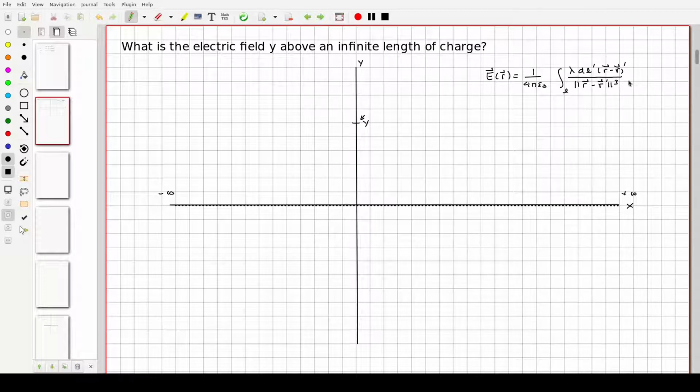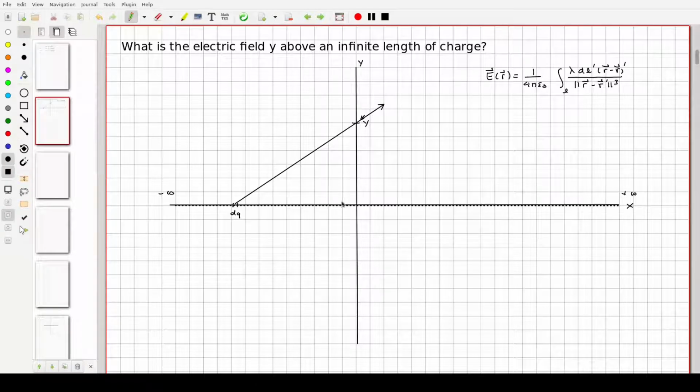Now, let's talk about what our vectors are in this case. To do that, I want to look at this little chunk of charge here that I'm going to call dq. Ultimately what we're going to be doing is summing all the way from minus infinity to plus infinity. But at this point, let's just look at the effect of this one. It's going to have an electric field at this point that's going to point in that direction right there.